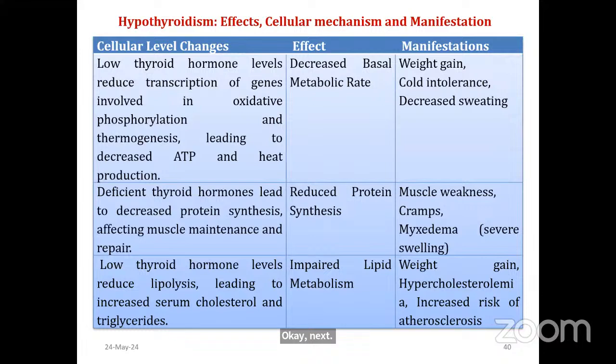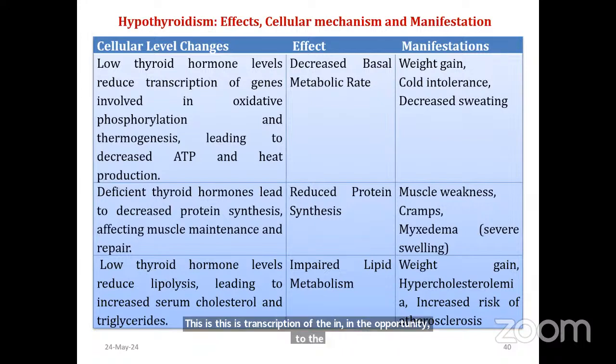So when thyroid hormones are not functioning properly, or when there is hypofunctioning of thyroid gland, T3 and T4 levels decrease in the body, and this condition produces specific cellular level changes and some manifestations in the body we can see. So what occurs when thyroid is hypofunctioning? This condition is known as hypothyroidism. In hypothyroidism, mainly at the cellular level, what changes occur? Low thyroid hormone levels reduce transcription of the genes involved in oxidative phosphorylation and thermogenesis, leading to decreased ATP and heat production.